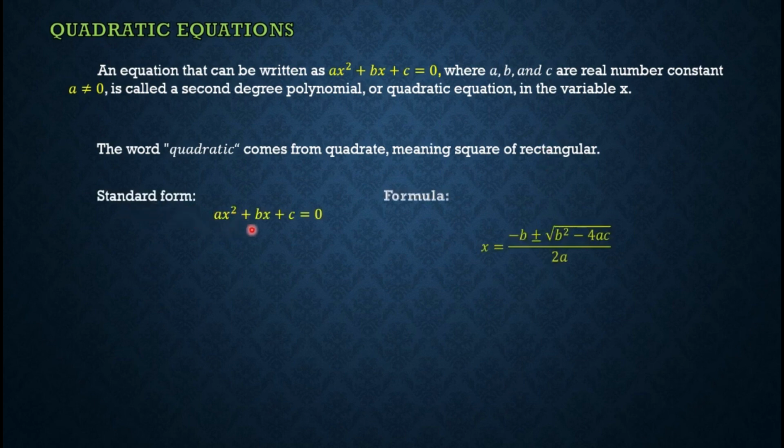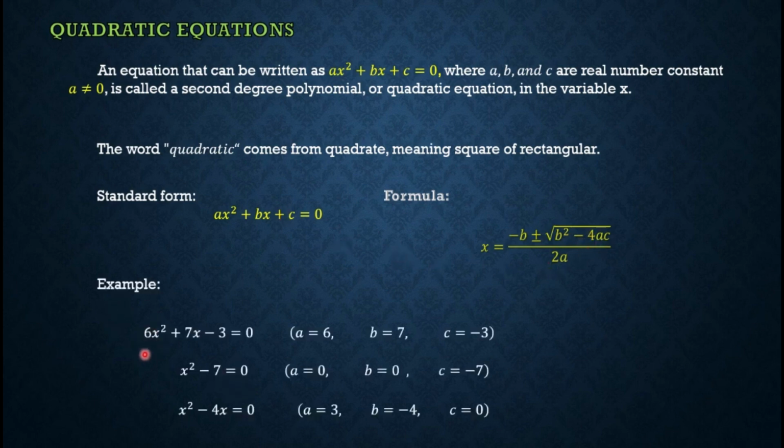So, ax squared plus bx plus c is equal to 0. This is the formula: x is equal to negative b plus or minus the square root of b squared minus 4ac, over 2a. So, remember that. This is an example of a quadratic equation written in the standard form, where a, b, and c are real number constants.